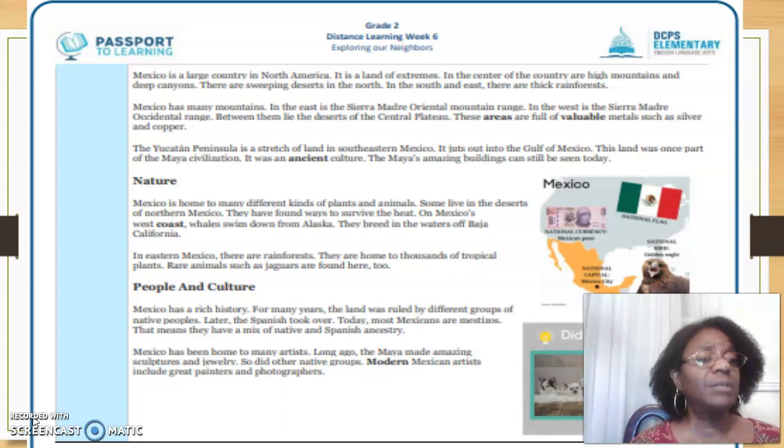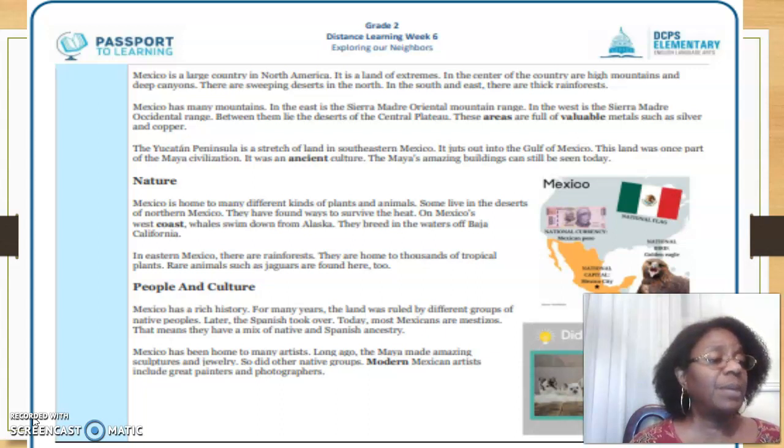Mexico has many mountains. In the east is the Sierra Madre Oriental mountain range. In the west is the Sierra Madre Occidental range. Between them lie the deserts of the Central Plateau. These areas are full of valuable metals such as silver and copper. The Yucatan Peninsula is a stretch of land in southeastern Mexico. It juts out into the Gulf of Mexico. This land was once part of the Mayan civilization. It was an ancient culture. The Mayas' amazing buildings can still be seen today.